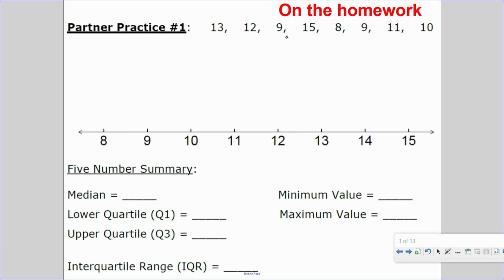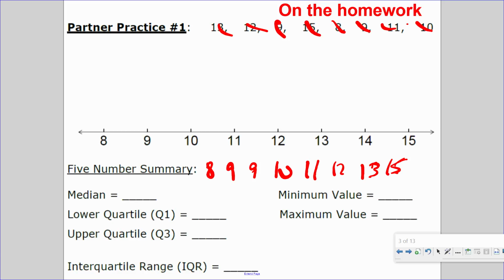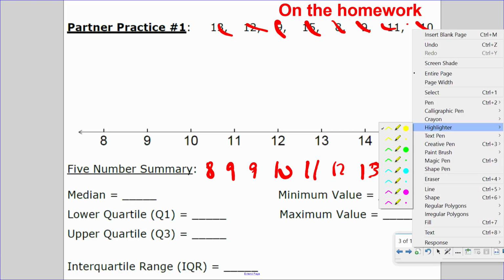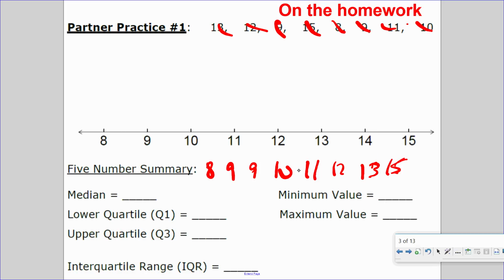So let's put the numbers in order. We have 8, 9, 9, 10, 11, 12, 13, 15. This is what I get for trying to do these in my head. Let's see, there are 8 numbers, and we have 8 numbers. So the median, I'm going to use a different pen color. The median is right here. The median is 10.5. So we are able to split our numbers into a lower half and an upper half.